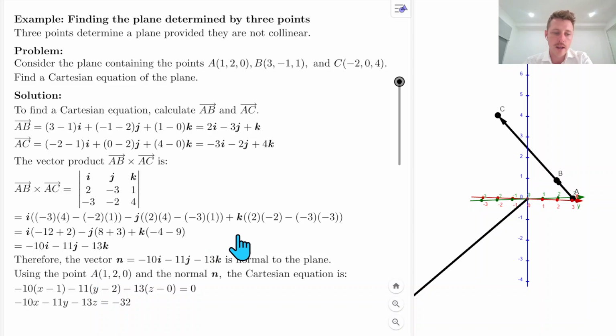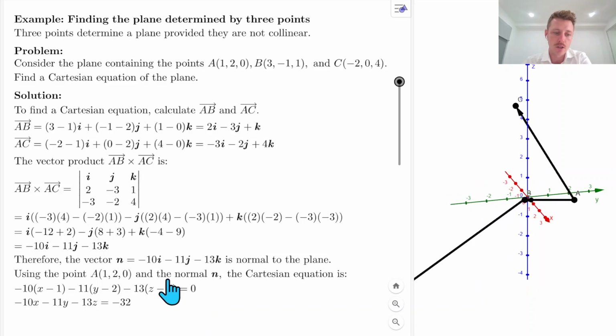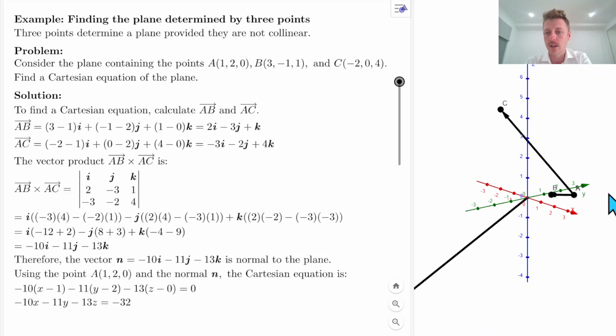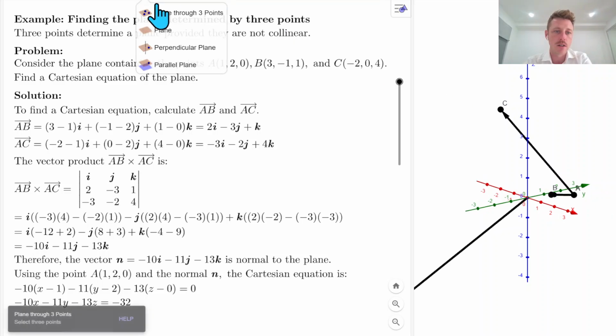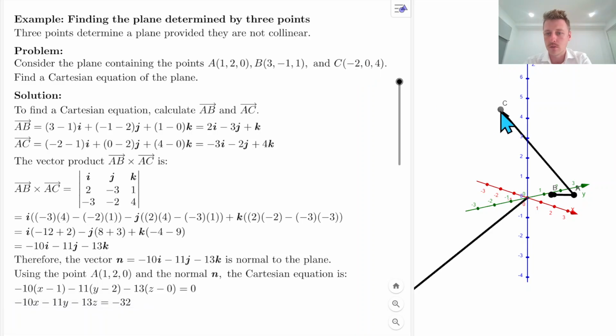Using the point A, (1, 2, 0), and the normal n, once you've got the normal vector and a point on the plane, you can determine the Cartesian equation just like we did before. It turns out that this is your answer: negative 10x minus 11y minus 13z equals negative 32 is the plane that will contain A, B, and C. And I can actually show you that if I click on C, A, and B, that's that plane there.